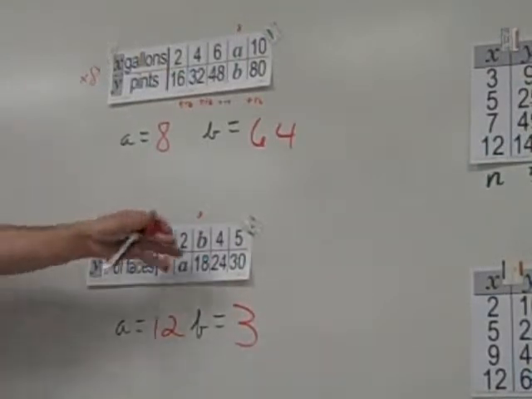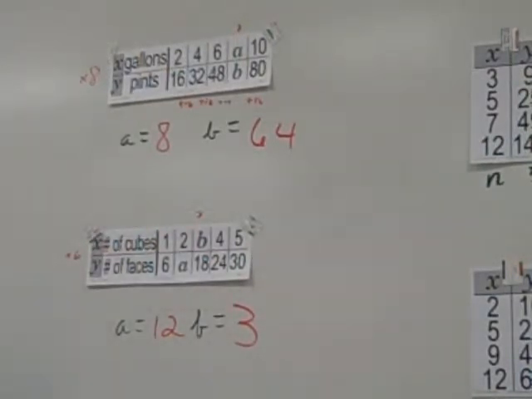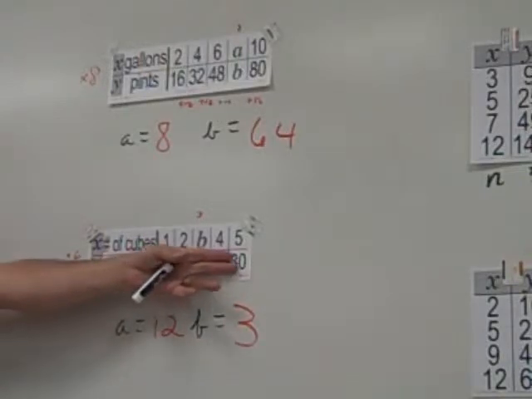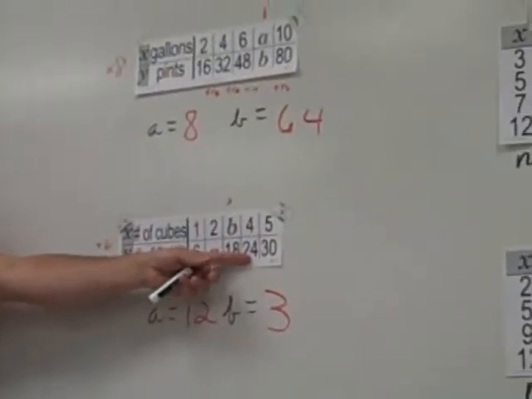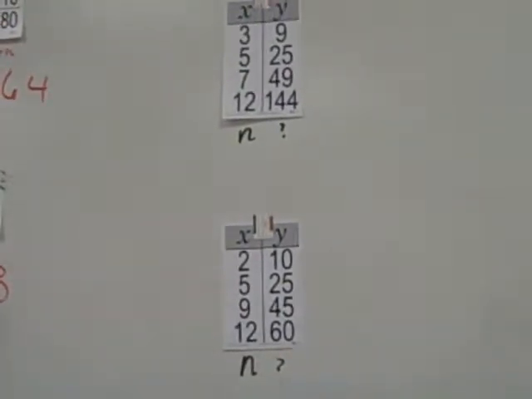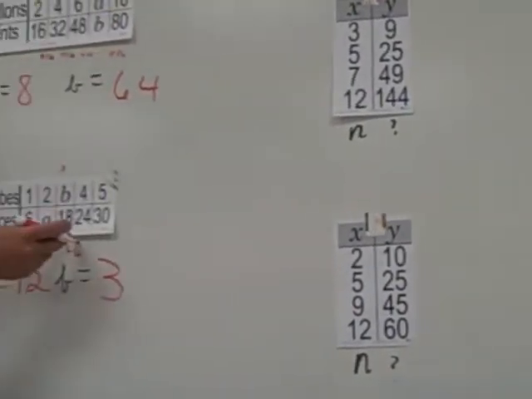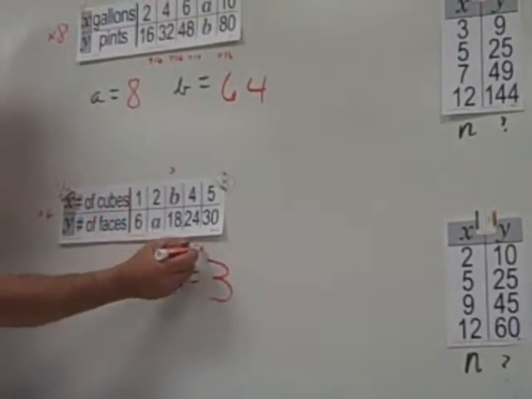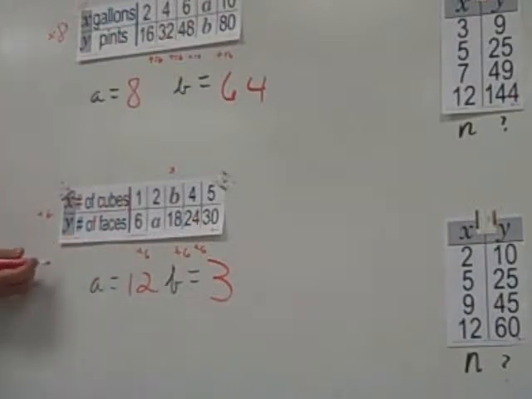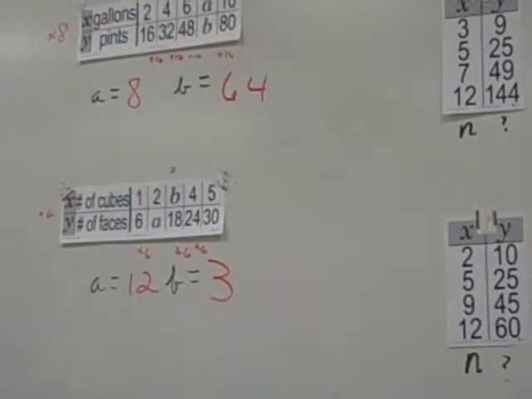Now, does the pattern go sideways on Y? 6, 18, 24, 30. Well, how does 18 turn into 24? Plus 6. 24 plus 6 is 30. So what was 6 plus 6 up here in the front? 12, just what we got up and down. See how it's proportional? Sideways and up and down.